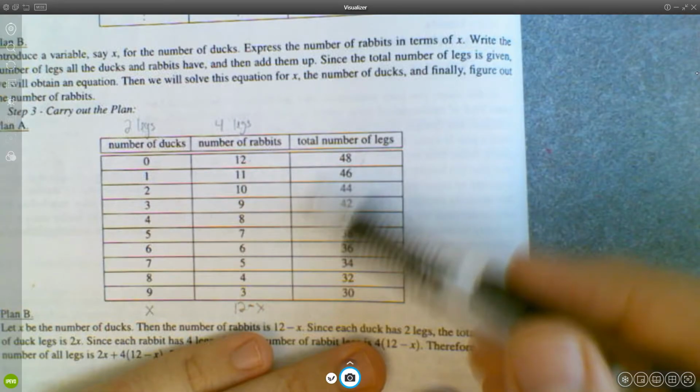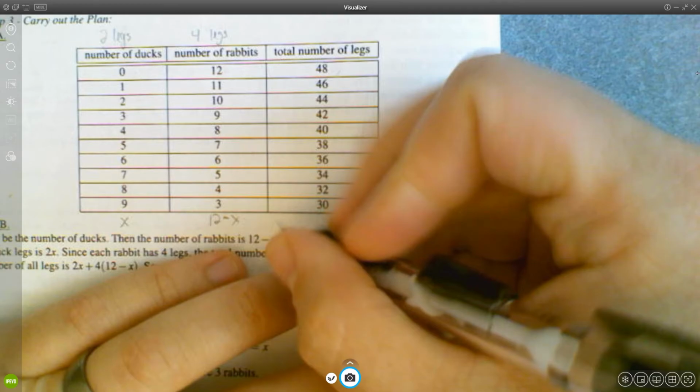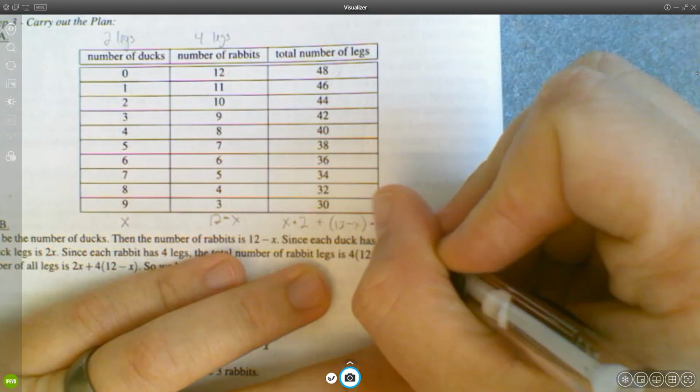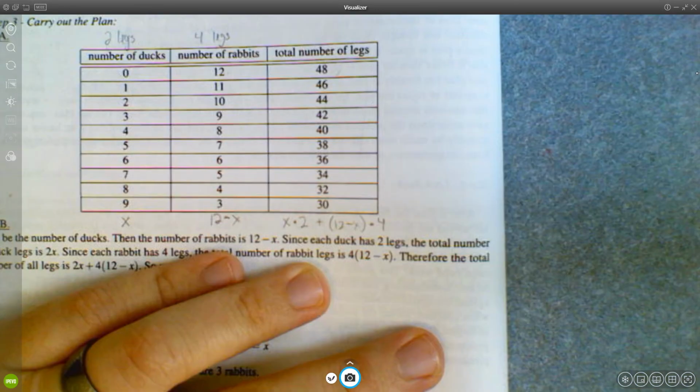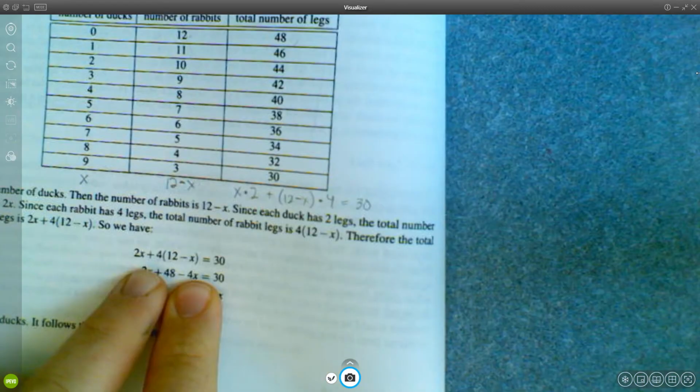So instead of saying that I have 5 ducks or whatever, let's just say I have x ducks. So to get the number of legs, we would say number of ducks times 2 plus number of rabbits, which we said was 12 minus x, times 4. Now finally, we're told that the total number of legs is 30, right? So that means this number of legs here should equal 30. And that's where this equation comes from, right? Now you can see it.